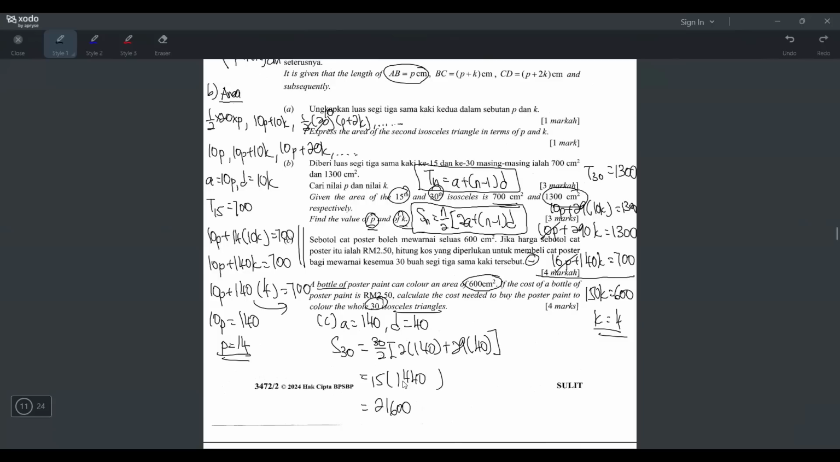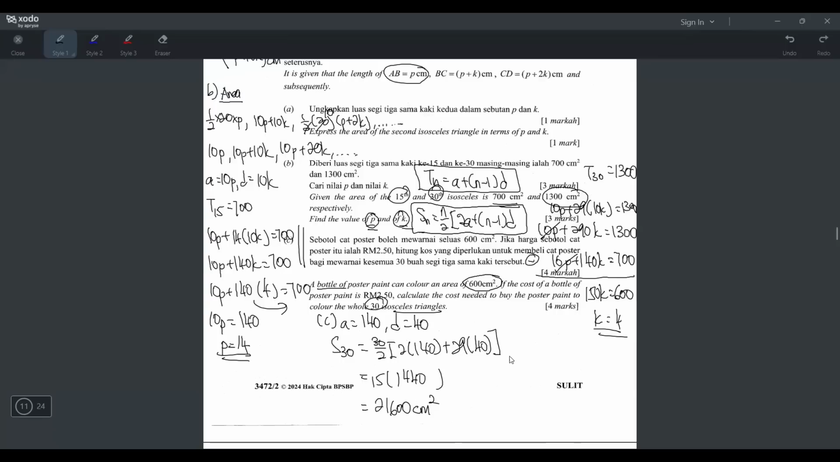And this is the total area for the first 30 triangles. Yeah, all the first 30 triangles, jumlah hasil tambah dia punya area tambah semua. So this is area, so let's write cm square. Okay, now the next step is to find how many bottles we need. So one bottle can color 600. So can you tell me if I want to color 21600, what is the number of bottles?